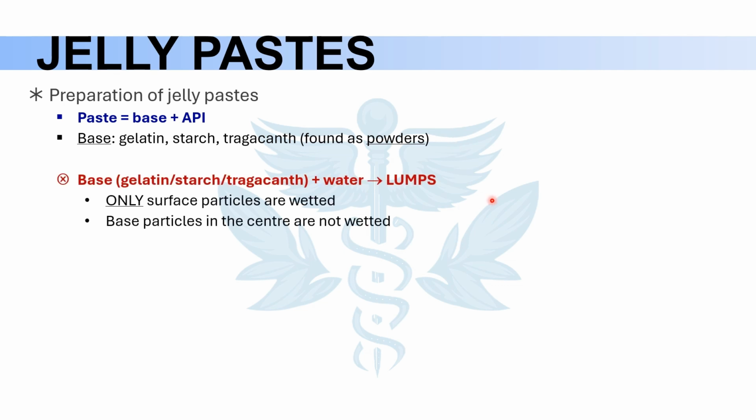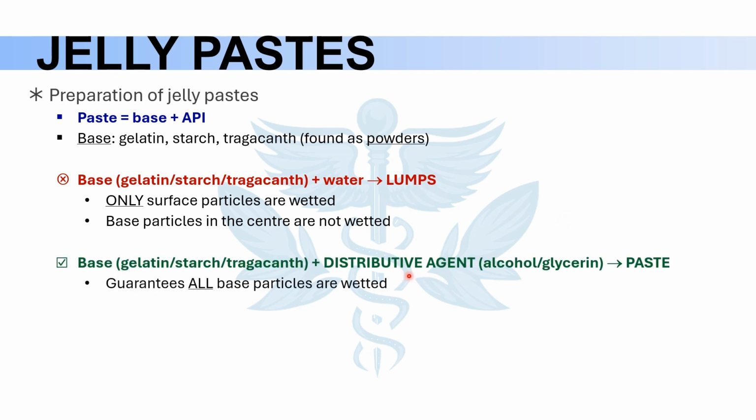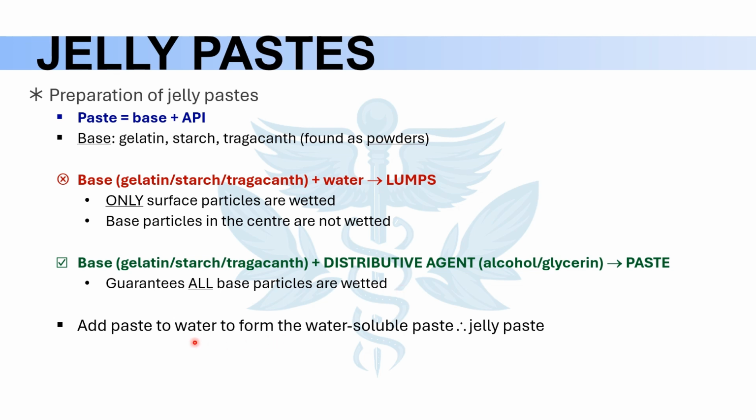Not quite. We found that when we add water directly to the base, for example tragacanth, a lumpy product forms instead of a paste. Why? Because only the surface particles of the base are wetted, and they cover the rest of the particles deep below from being wetted, and hence they form lumps. What is the solution to this? The solution is to add a distributive agent such as alcohol or glycerine, as both will guarantee that all particles are wetted, and then once we form our paste, we can add water onto it to form our jelly paste. And with that, we've finished paste.